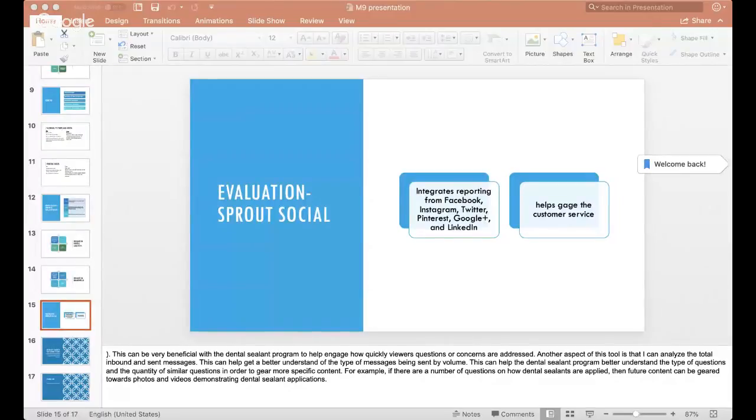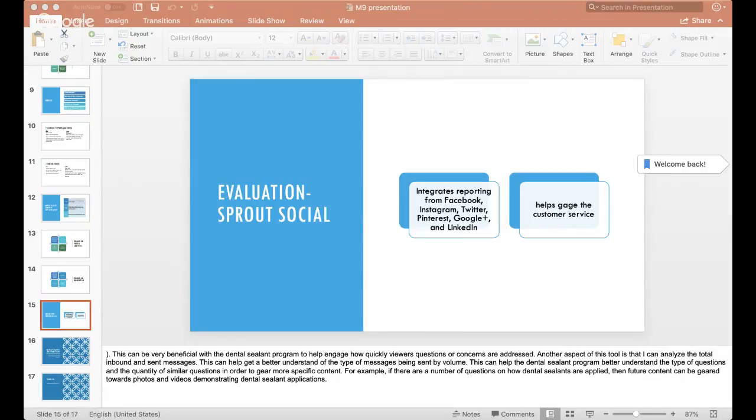So Google Analytics said where exactly our audience is coming from. And the last evaluation was talking about their perception towards dental sealants and having a better understanding of where they're coming from and if there are any adjustments on their videos that they can improve on. Sprout Social looks at how well customer service is, so it integrates all reporting from Facebook and Twitter and Instagram and Pinterest and Google and LinkedIn and uses all that to get an understanding of if audience members are asking questions, how quickly are the responses?